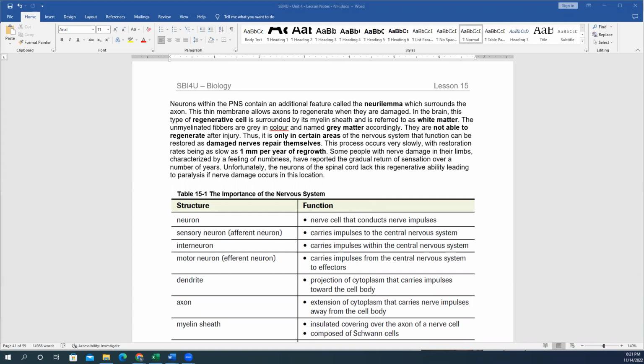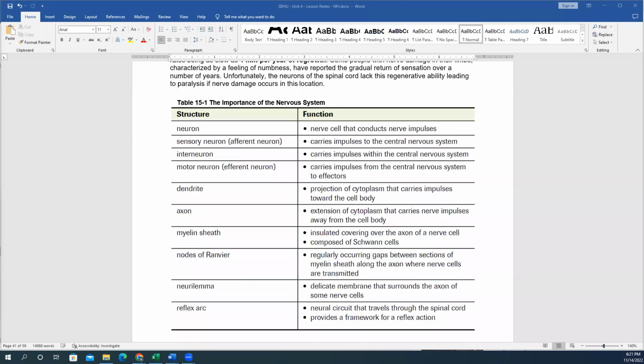Of the system. We talk about the neuron and what is its function, the sensory neuron or the afferent neuron. Then there's the interneuron and the motor neuron. So these are the three main types or classes of neurons: sensory neuron, interneuron, motor neuron. Then we also talked about the dendrite and the axon and what is their function.